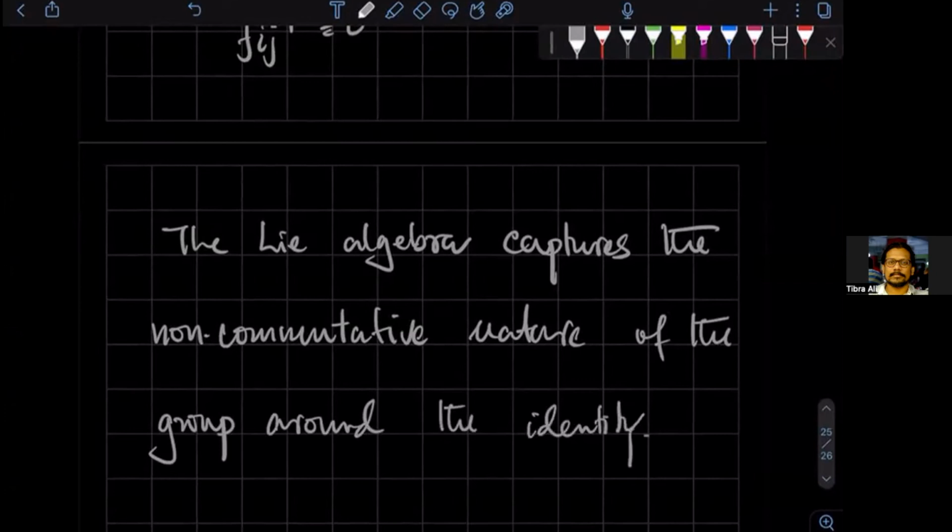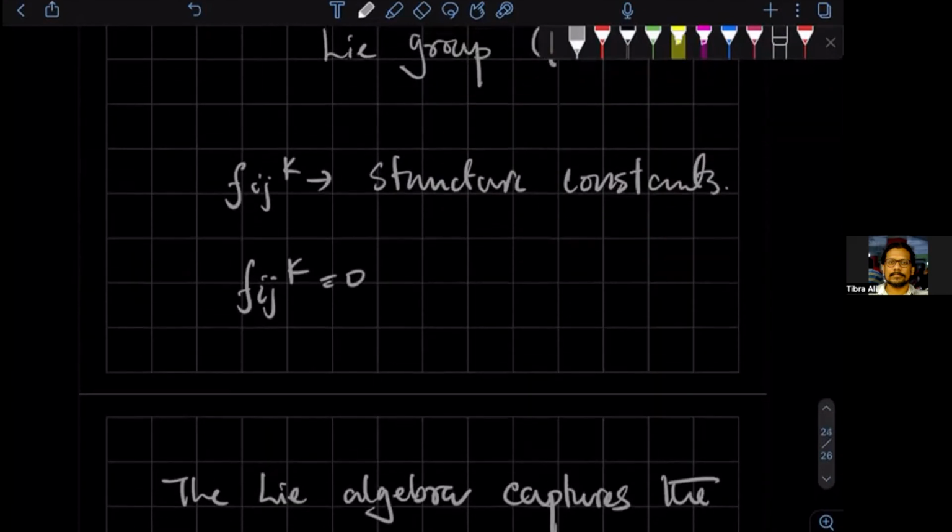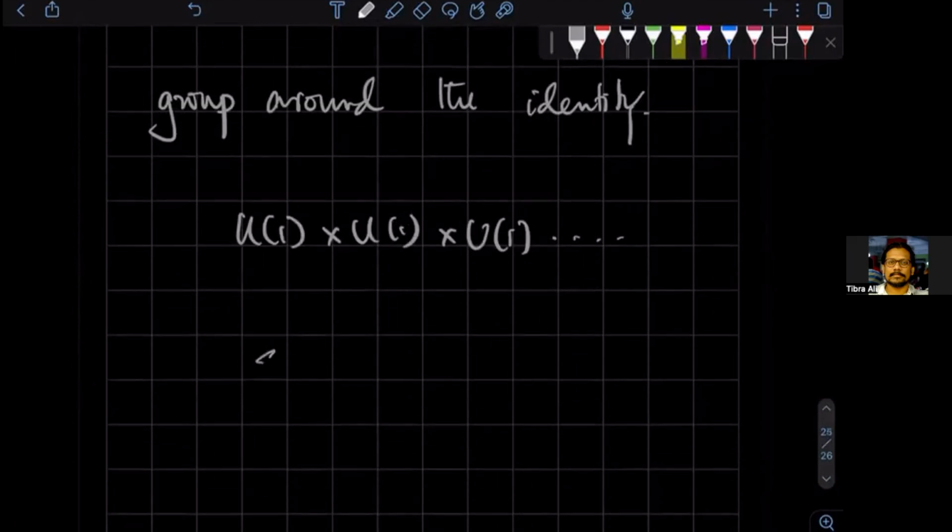So if the Lie algebra is trivial, if all the structure constants are 0, then that means the Lie algebra is actually commutative. It's nothing very interesting, right? Because we can always have a Lie group which is a bunch of factors of U(1), right? So the Lie algebra of such a group would be trivial. All the structure constants would be 0. But we saw that for interesting groups like SU(2), the structure constants f_ijk can be chosen to be the Levi-Civita symbol. Similarly for SO(3).